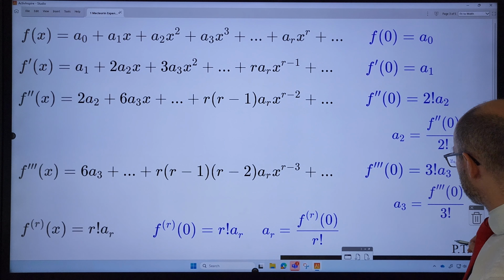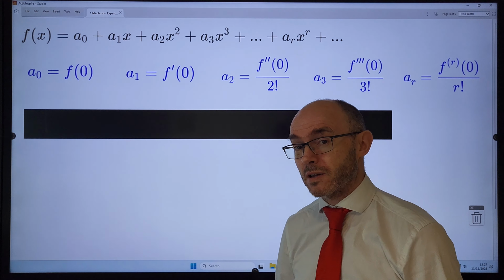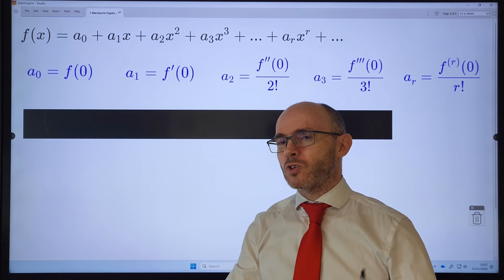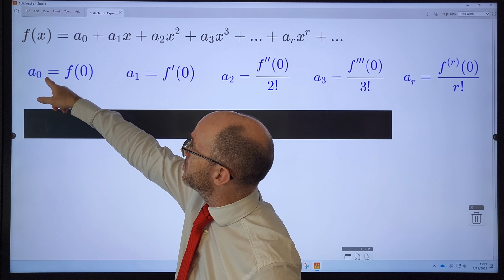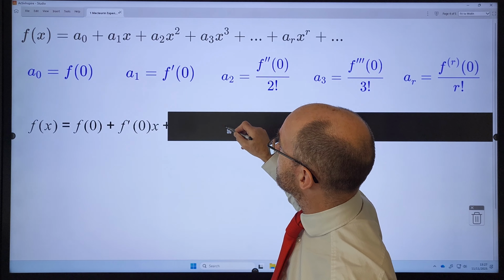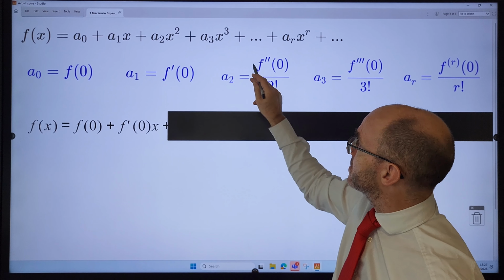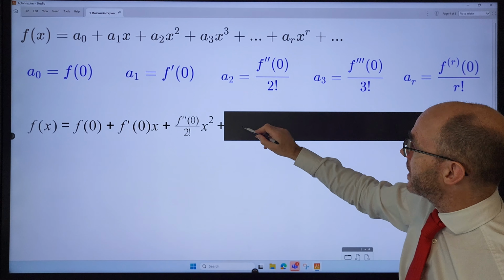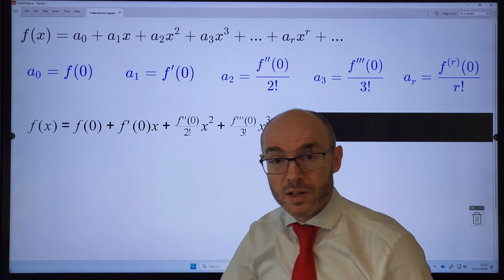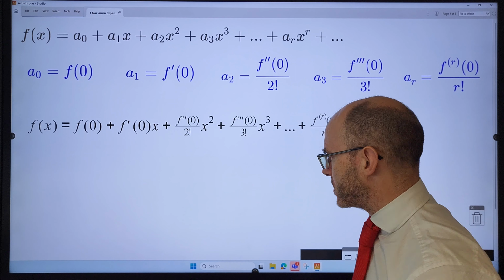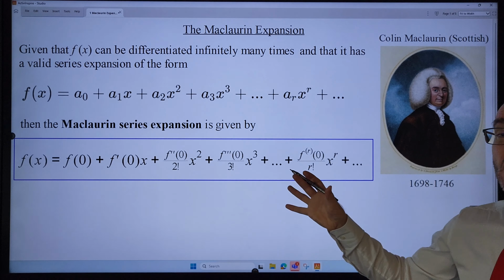On the next page is just a summary of that, including the original line we had, which is the polynomial expression. Now here's the critical bit. What we can do is replace the a0 there with f0, a1 there with f dash 0, and so on. So in doing so, you're going to get this, and then replace the a2 with that for the x squared term, and then a3 with that for the x cubed term, and so on. And then for this term, replacing ar with that, and bring it back to how it started. That is our Maclaurin series expansion.